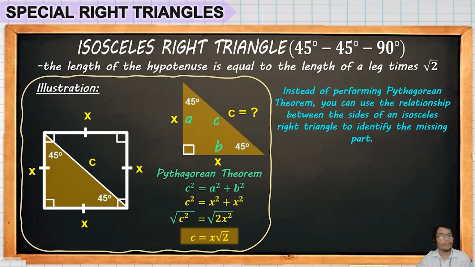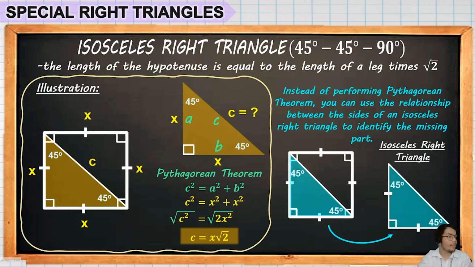Instead of us performing Pythagorean theorem, you can use the relationship between the sides of an isosceles right triangle to actually identify the part. So for example, in this given right triangle or isosceles right triangle, if the given measure for the legs will be x, ang hypotenuse natin will be x square root of 2. Magmumultiply ka lang ng square root of 2. Hindi ka na gagamit ng Pythagorean theorem. So, ayan, no? Kaya siya naging x square root of 2. Nagmultiply lang tayo ng square root of 2.